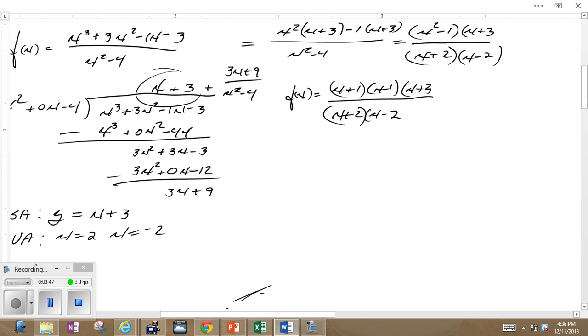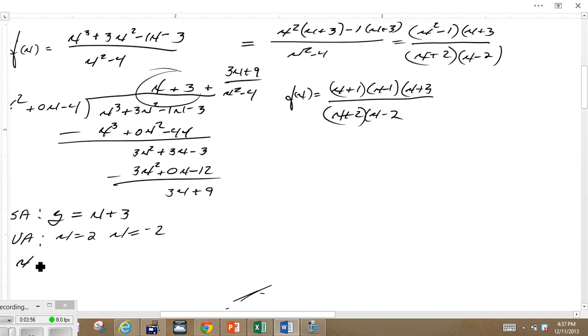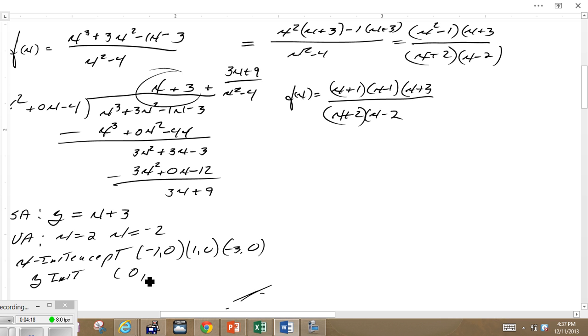Okay, we're going to have our x-intercepts at what? Negative 1, 0, 1, 0, and negative 3, 0. We're going to have our y-intercept at, from the beginning, we can see it's 3/4.